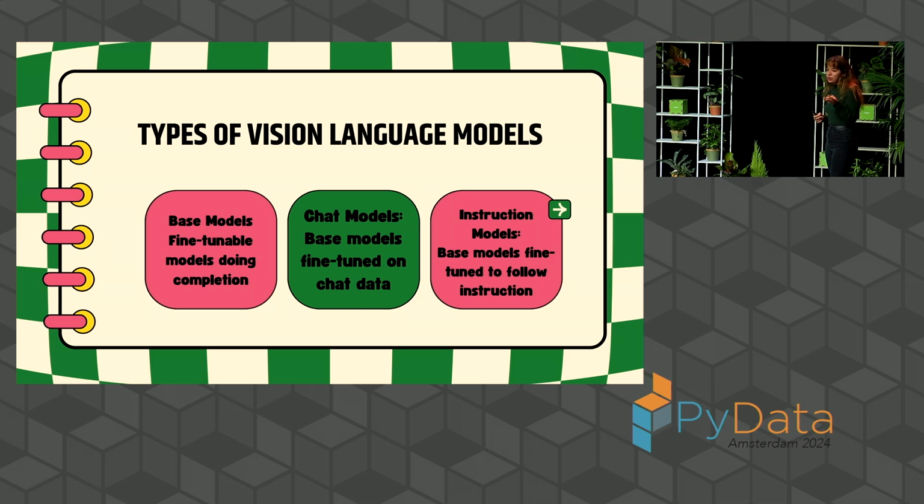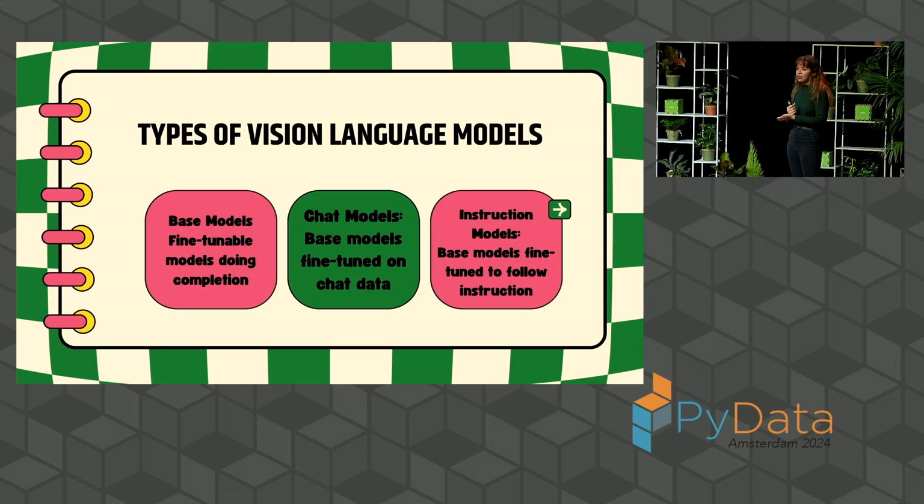And there are 3 types of them. First one is the base model, which is like models that can be used for fine-tuning. Second one is chat model, base models that are fine-tuned on chat data. And third one is the instruction ones, which are base models fine-tuned on instruction.